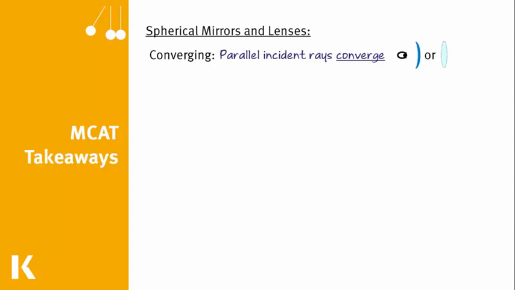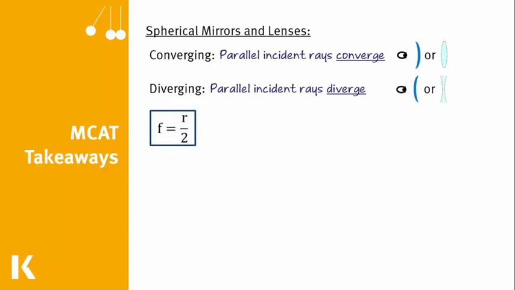We spent a lot of time analyzing spherical mirrors and lenses. Converging lenses were defined as making parallel light rays come together. Concave mirrors or convex lenses were identified as converging systems. In contrast, diverging systems cause parallel light rays to break apart. Convex mirrors and concave lenses were identified as diverging systems. The focal length of both spherical mirrors and lenses is defined as 1/2 of the radius of curvature.